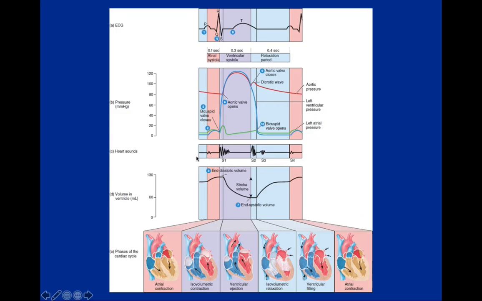So finally, I've taken this picture from your textbook to piece together the phases of the cardiac cycle with the volumes in the chambers, the heart sounds shown here, the EKG tracing, and the pressures that are changing throughout the heart throughout the course of the cardiac cycle. You can see atrial systole and ventricular systole shown up here as well. So I'm not going to go through this entire chart here. You guys can look at this as an aid to your studies.